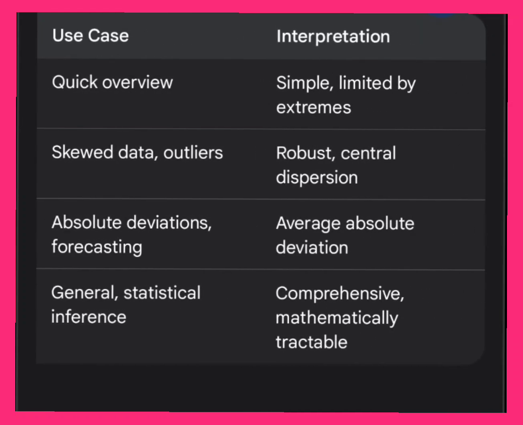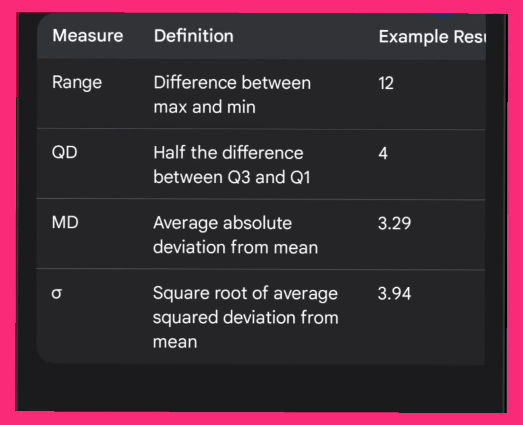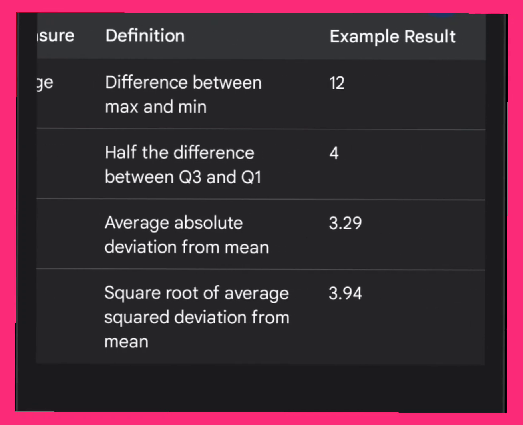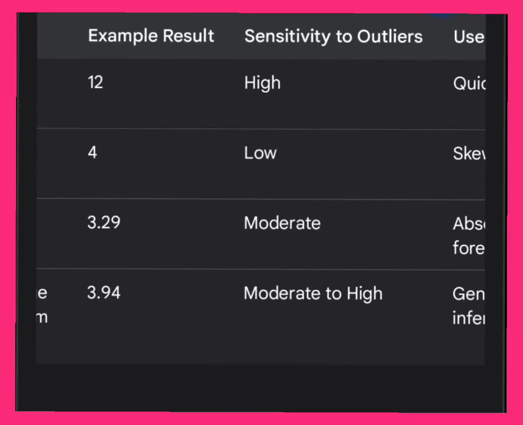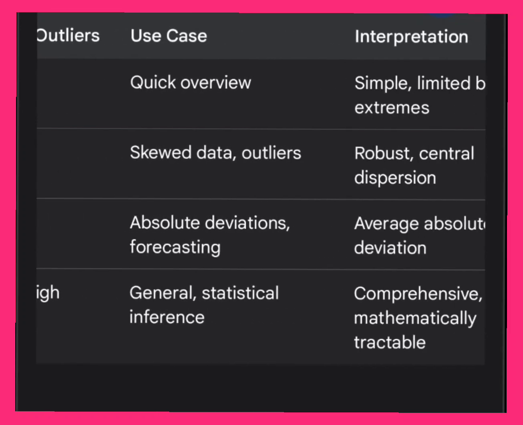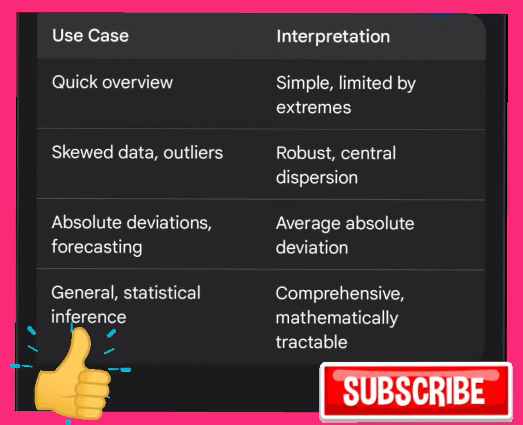absolute deviation. Sigma: square root of average squared deviation from mean, 3.94, moderate to high, general statistical inference, comprehensive, mathematically tractable.